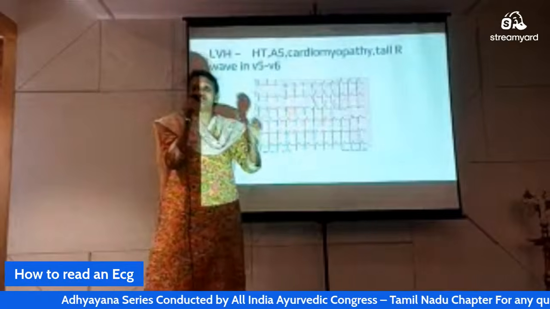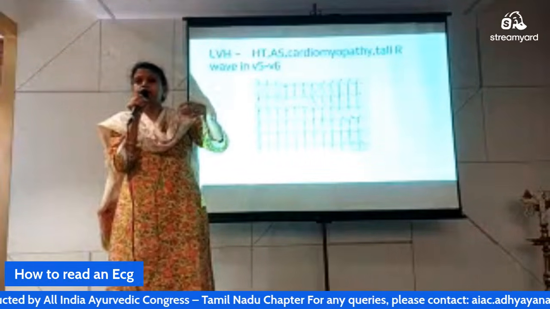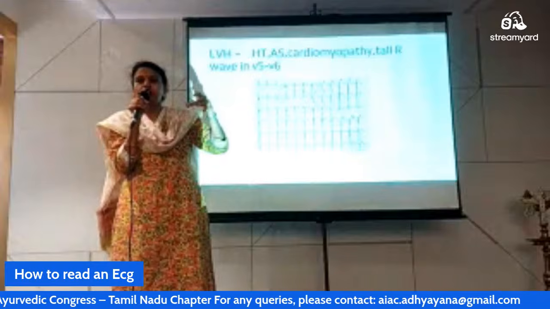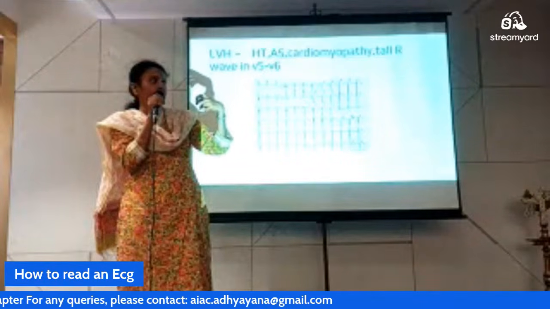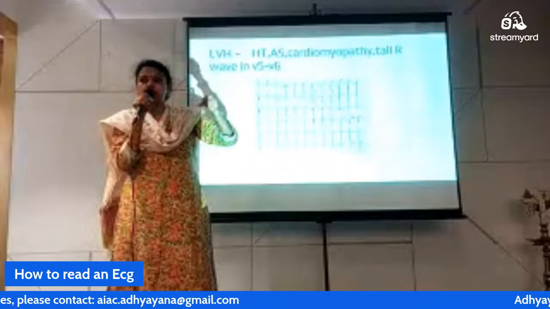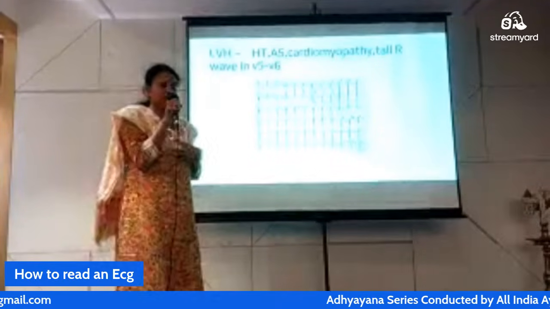That means the left ventricle muscles are very hard and dense because of hypertension and disease, and they're putting in more strength to push the blood into the system. So that is why it's called left ventricular hypertrophy. Next slide.